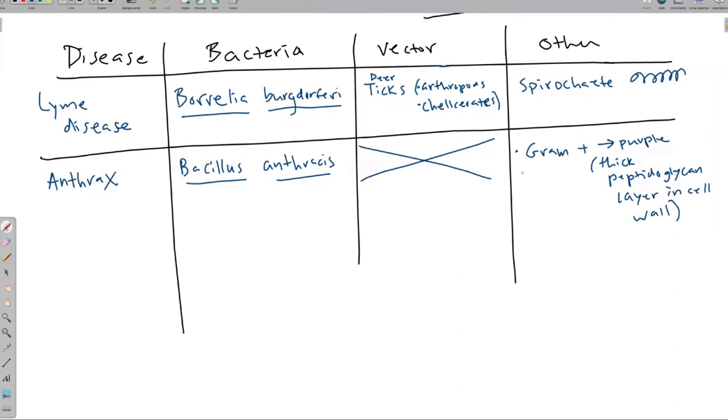And the shape is bacillus, the rod, and it makes endospores. Those are dormant states, little resistant packages, basically, of the genetic material that can then reform back into the bacterium, or transform back into a functioning bacterium, after the conditions improve.